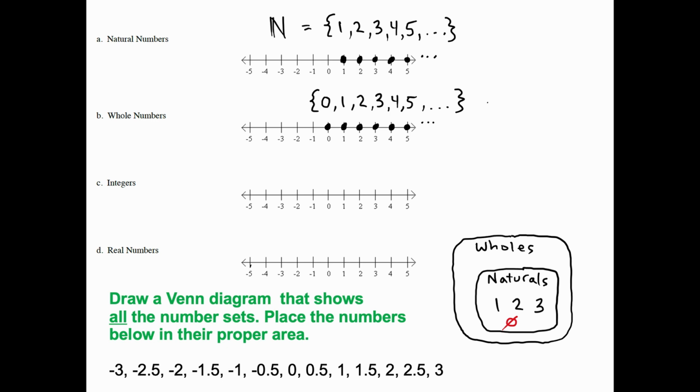But should it go so far outside that it is way out here? No. 0 is a whole number. If it was out here, that would show that it wasn't whole. We need it to be outside the natural bubble, but we still need it to be inside the whole bubble. So where does it really go? It goes here.